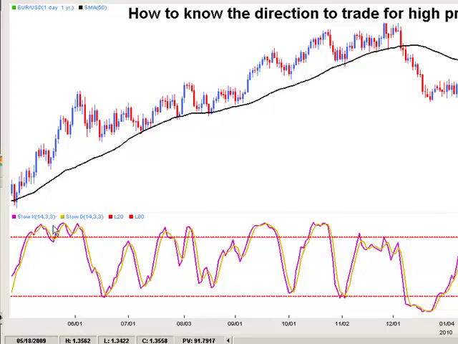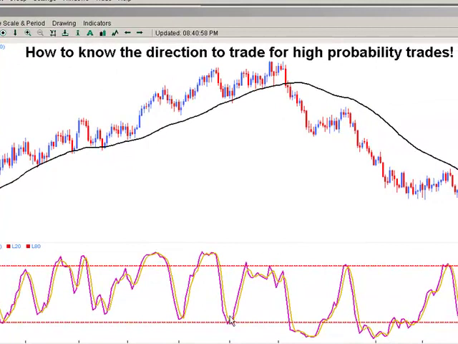These slow stochastics are at 14.3.3 settings. That's 14.3.3. Nothing magic about that. It's just preferential settings that I prefer. So we've got a buy signal here. We've got a buy signal here.